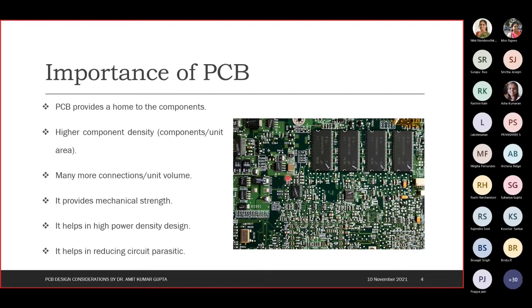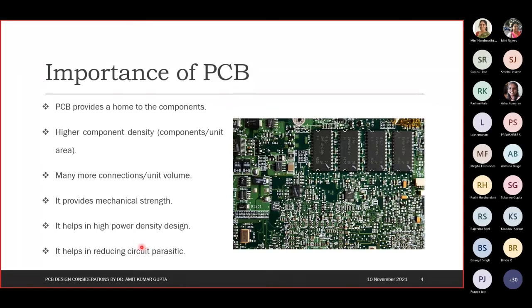If you see, this is a capacitor. Sometimes what happens is that the terminals are broken if they are not properly mounted on a PCB. Similarly, there are other components on the PCB which further get mechanical strength.